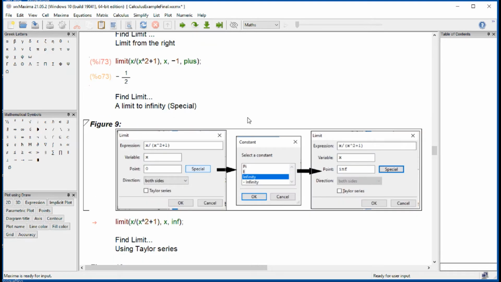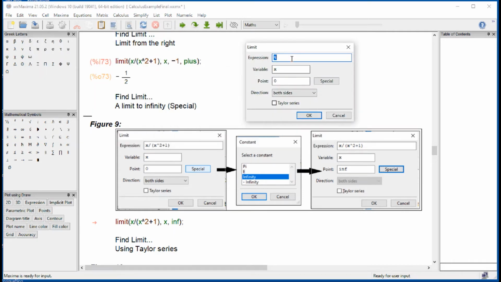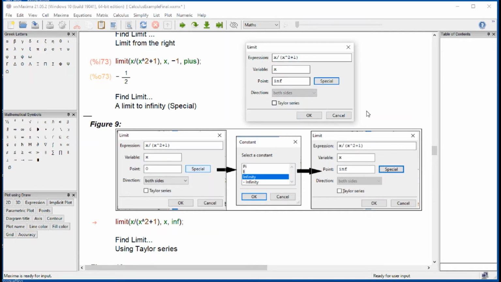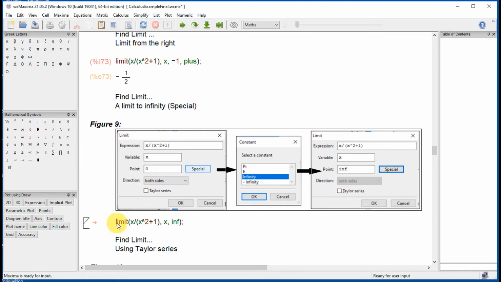A limit to infinity and a special limit. You go to the Calculus, Find limit form, enter the expression to find the limit, the point where you're going to find the limit, and then change this to special. The 4 options are minus infinity, plus infinity, pi, or e. Let's go to infinity. That changes to the word inf, and we're ready to do it right there, and that limit is equal to 0. That's the result that I got here.